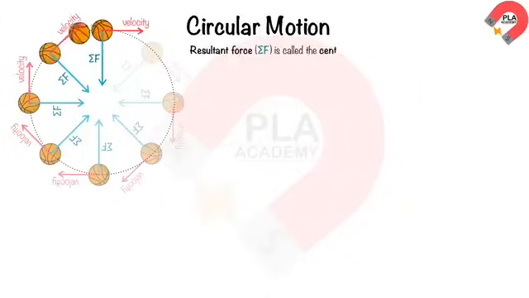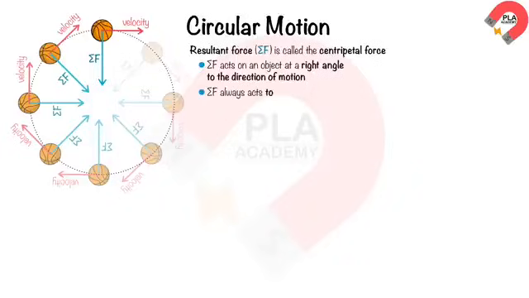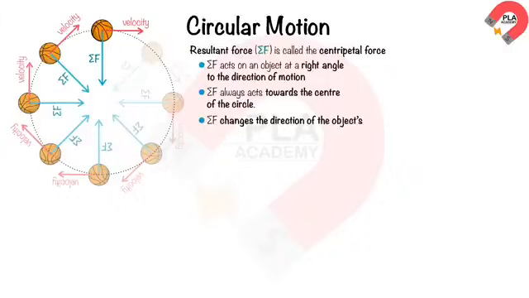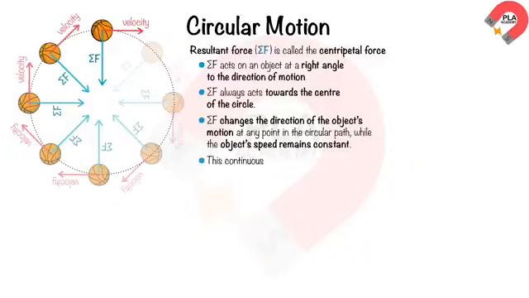There is the resultant force known as the centripetal force. It acts on an object at a right angle to the direction of motion. This force always acts towards the center of the circle. This resultant force changes the direction of the object's motion at any point in the circular path, while the object's speed remains constant. This continuous change in direction is what keeps the object in the circular path.